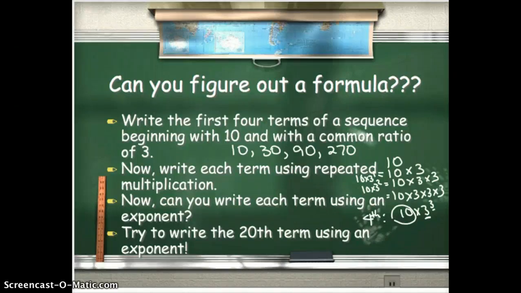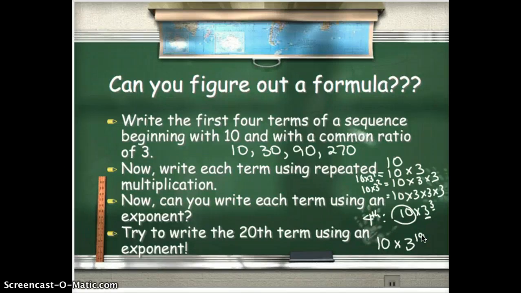So I want you to try to write the 20th term using an exponent. I will give the answer; I just want you to see if you can get it right. It's going to start with a 10 just like it did last time, but then I'm going to multiply it by 3 repeatedly, a lot of times. To get to the 20th term, I'm not going to multiply it by 3 20 times. I'm going to do 1 less than 20, just like my pattern showed above, and it's going to be 10 times 3 to the 19th.